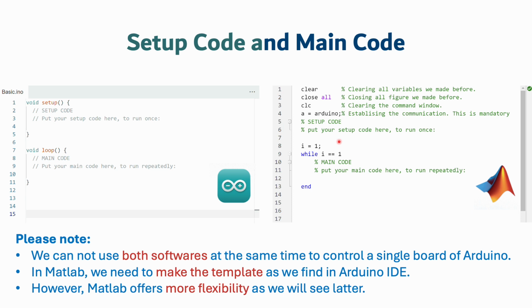And then to make an endless loop, I'm using a while loop. So i equals 1. This is a dummy variable. It has no meaning, but as long as i is equal to 1, while i equals 1, everything written here will be executed repeatedly, endlessly, until we shut down the Arduino.